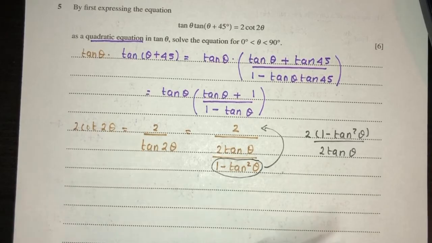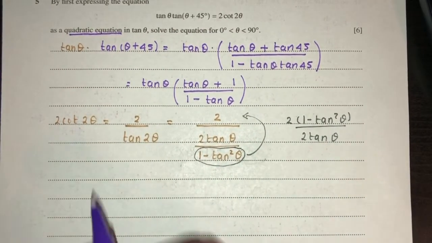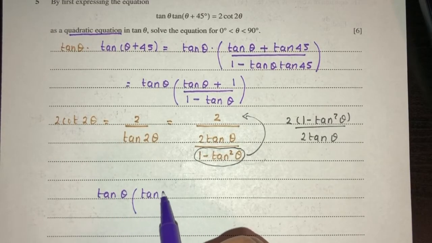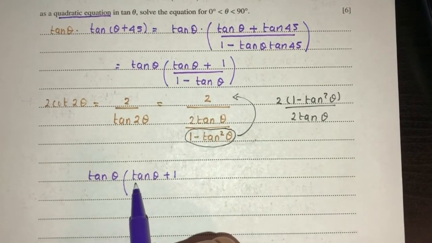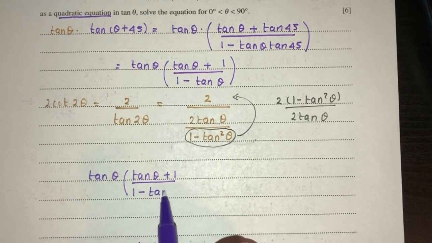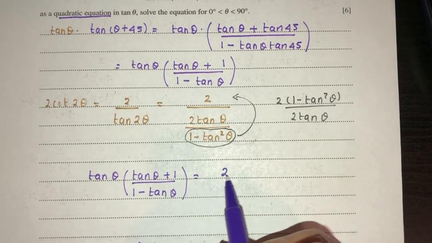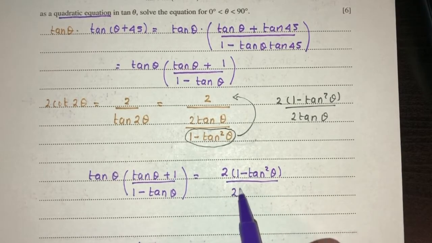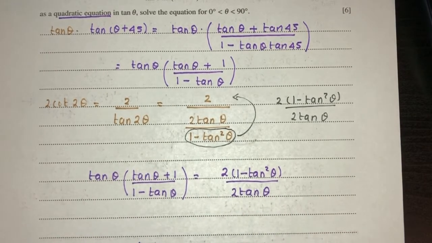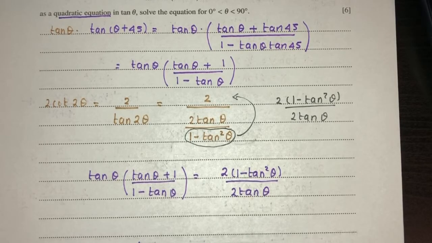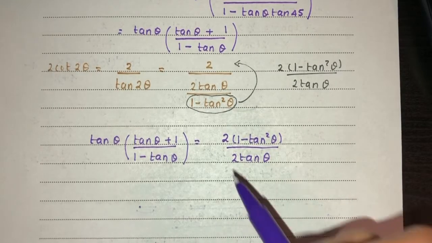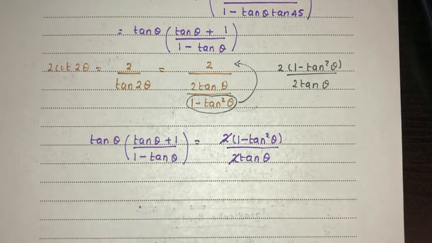So you will see on one side you will have tan theta plus 1 over 1 minus tan theta, and that is supposed to equal 2 times 1 minus tan square theta over 2 tan theta. Now we have to simplify and see what can be done. Here we can just simplify those two. And what else do we have? I think that's probably it.